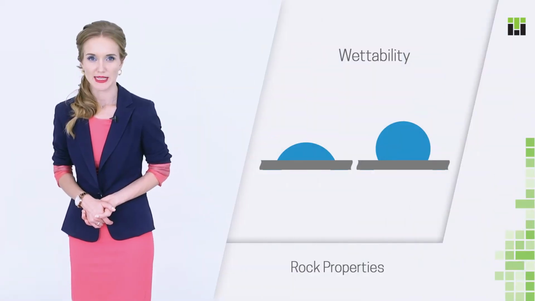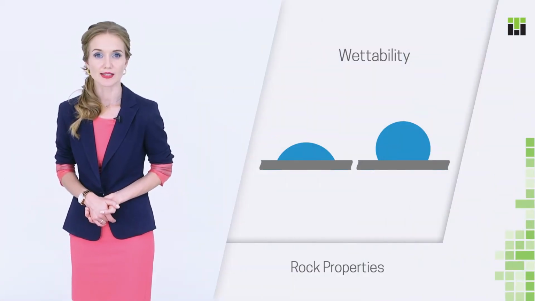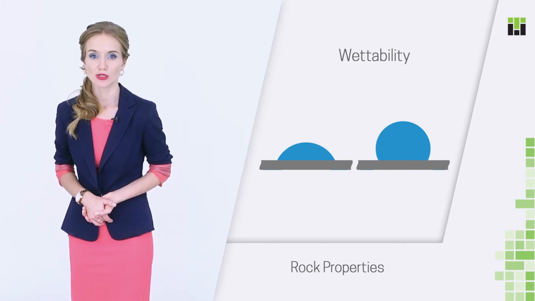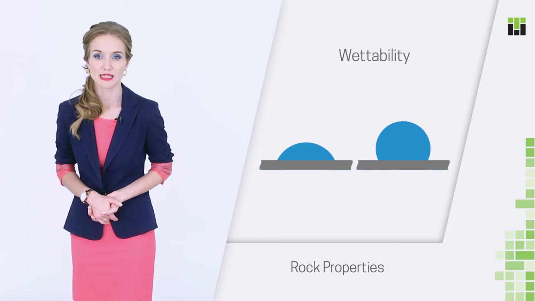Let us start with wettability. Wettability is defined as the tendency of one fluid to spread on or adhere to a solid surface in the presence of another immiscible fluid.